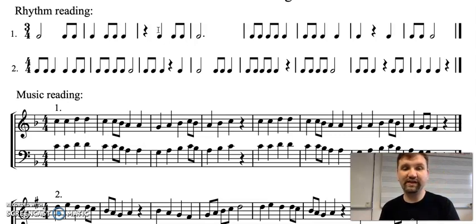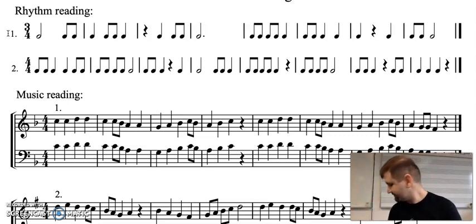Take a moment to look through the entire first line, study the rhythm, and then we're going to count it together. Take a few more seconds to study it. If you're still not done, you can pause it while you look through the rest. This is giving us both quarter notes and eighth notes.